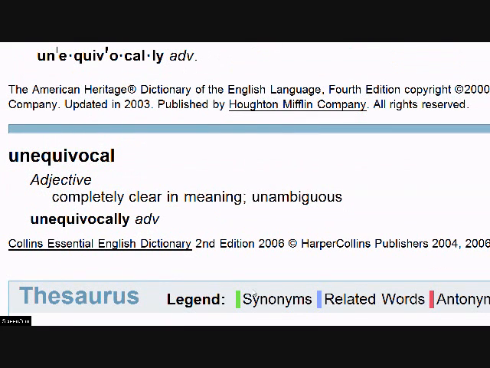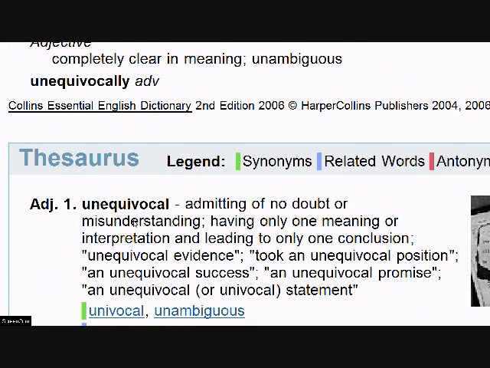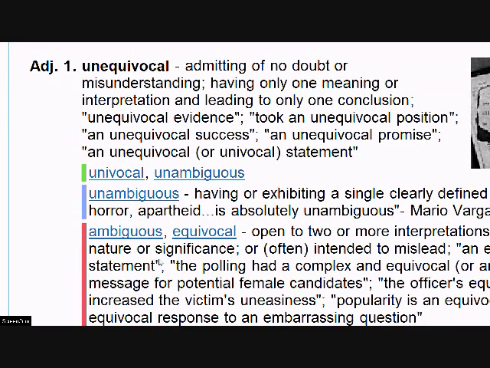So here are the thesaurus components. Unequivocal: admitting of no doubt or misunderstanding, having only one meaning or interpretation. The antonyms are ambiguous and equivocal, whereas the synonym goes as univocal or unanimous voice, something like that. It's an unequivocal success, an unequivocal promise, took an unequivocal position, unequivocal evidence, etc.